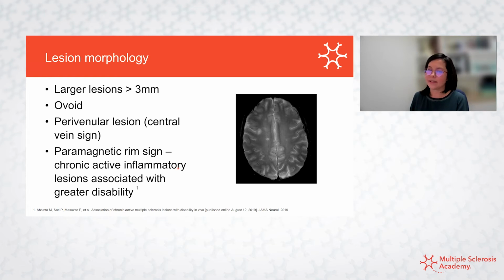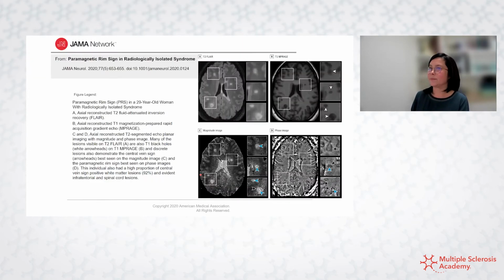But this has been described initially with 7 Tesla MRI, but more recently there's been a paper that's shown that you can see these lesions on 3 Tesla MRI scanners. This is not something we look for routinely because not every hospital has a 3 Tesla MRI scanner, and you have to do a specific sequence to look for this paramagnetic rim sign, but this may be something that becomes more common as we get more 3T MRIs and start doing specific sequences.